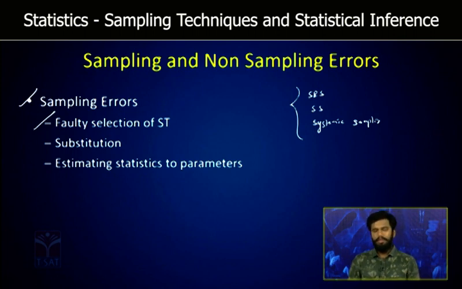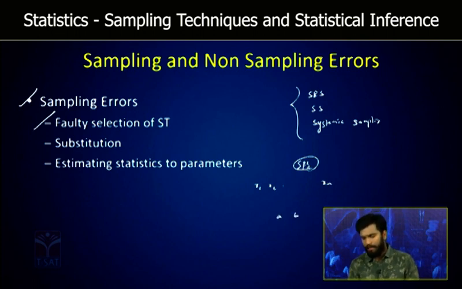Next, the substitution. So in simple random sampling, you'll see, there is a population x1, x2, and so on up to xn candidates. So I have included some A, B, C, D, E, F candidates into my sample from this population.